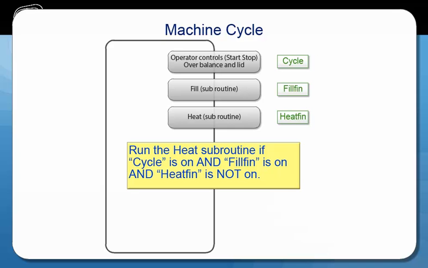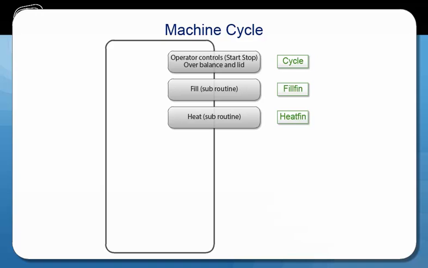Once again, we write a sentence. Run the heat subroutine if cycle is on and fill fin is on and heat fin is not on. When the heat is complete, run the agitator cycle. The agitator cycle basically consists of the program for turning two outputs on and off in a fixed time cycle that was developed in the previous two videos. Refer to the two solutions suggested in the previous video regarding using counters in subroutines. When the agitator is finished, turn on the variable ag_fin.